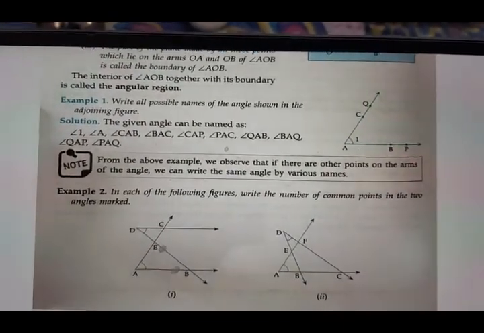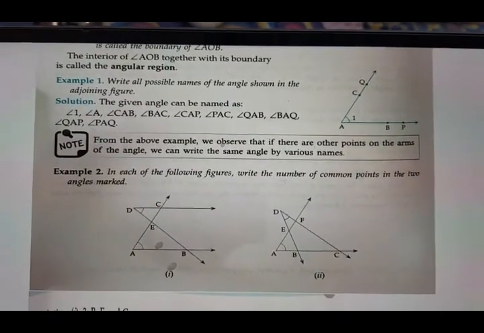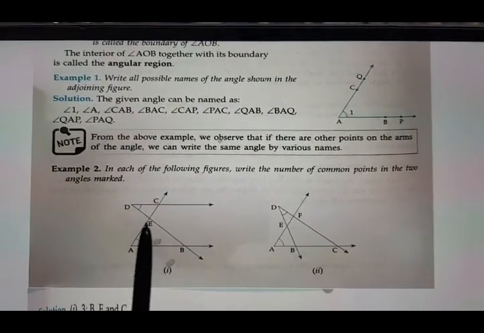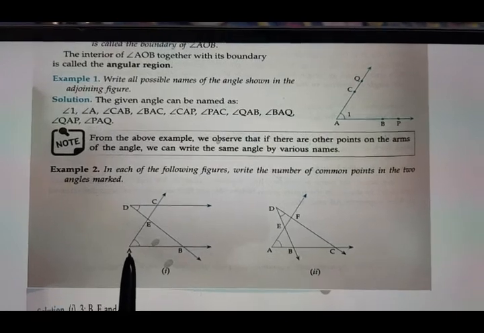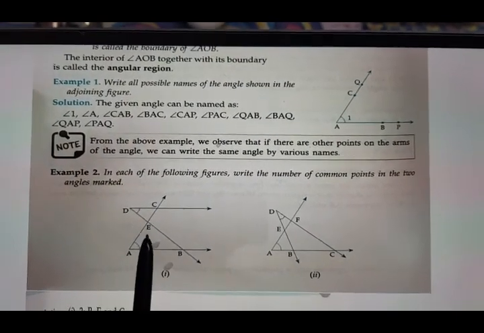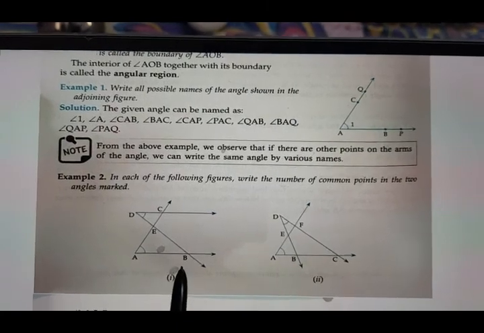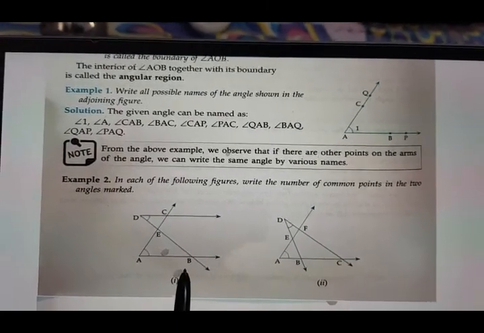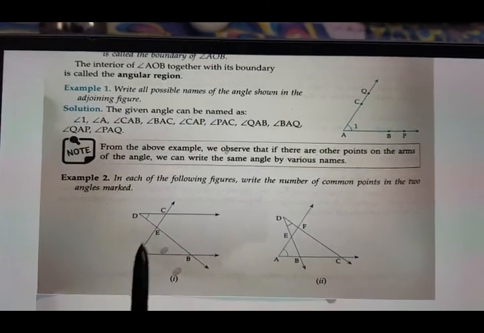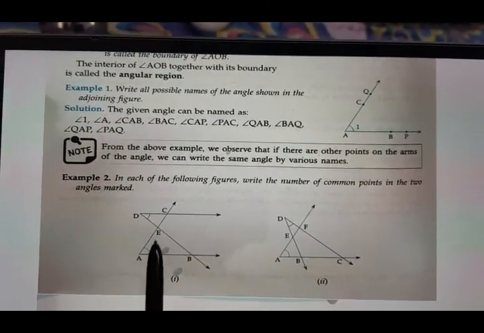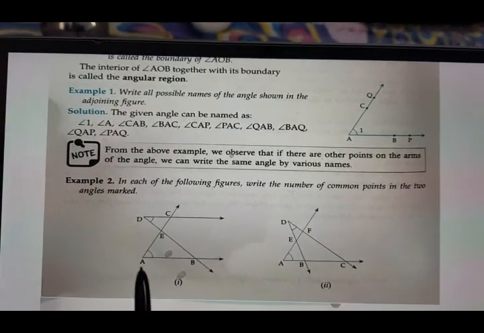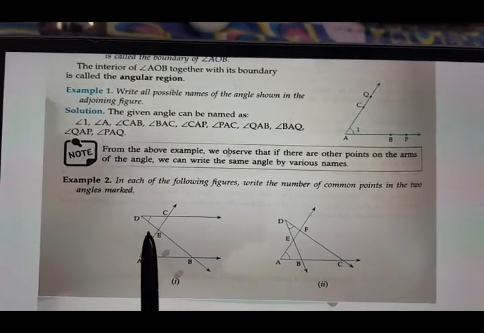Now in the next example, you have to find the number of common points in both the angles. You have two angles here, angle D and angle A, and how many common points do they have? Now you can see A, E and B are the common points, three common points. It is common in both the angles, angle CA and CD. ED, EA, it is common. BA and BD, it is common.